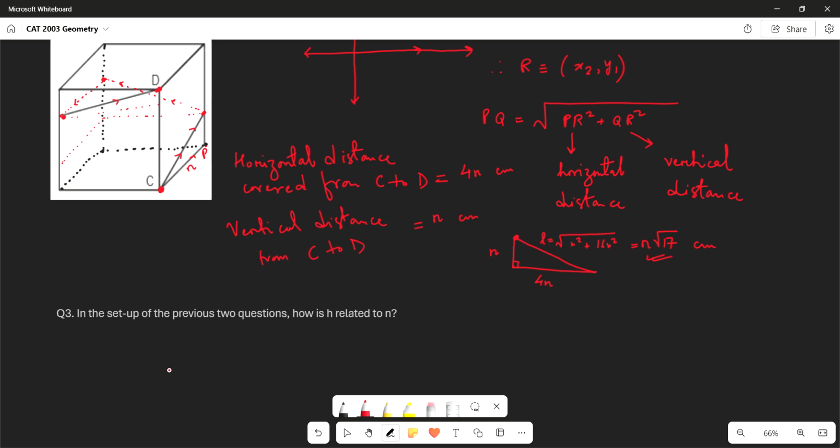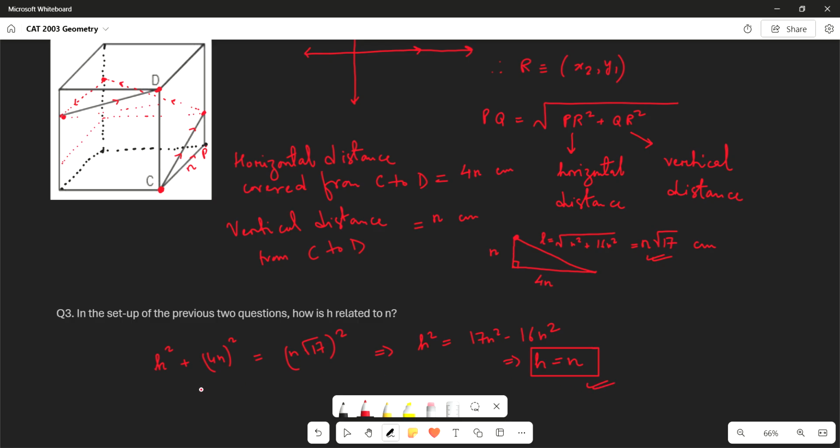So if I apply Pythagoras theorem, I will get h square plus 4n whole square is equal to n root 17 whole square. So from here I will get h square is equal to 17n square minus 16n square. I will get h equal to n. So the relation is that h and n are equal.